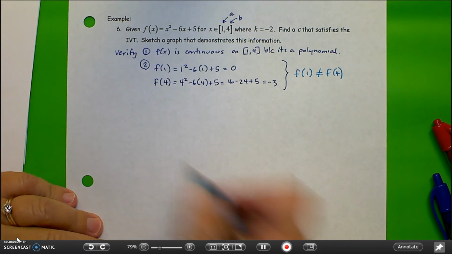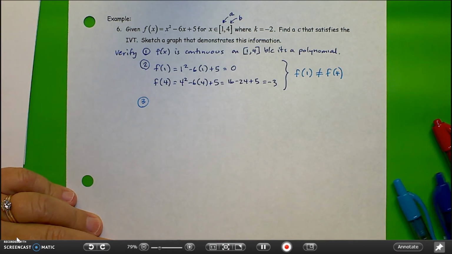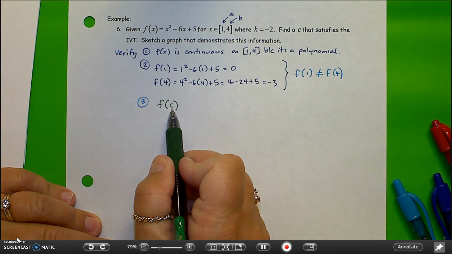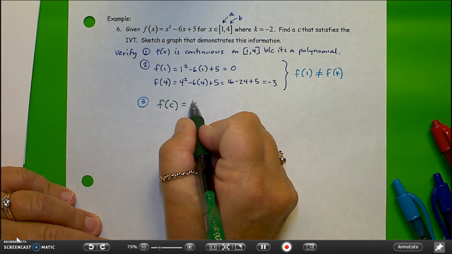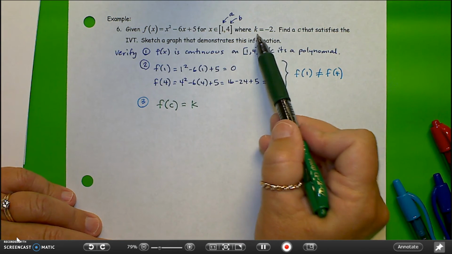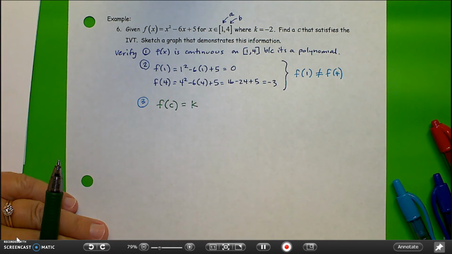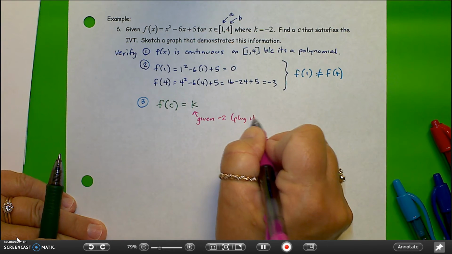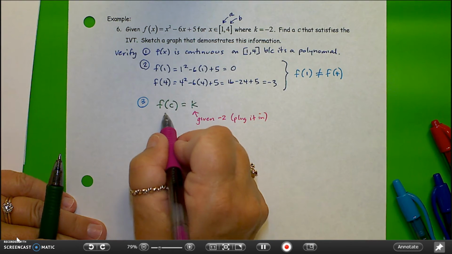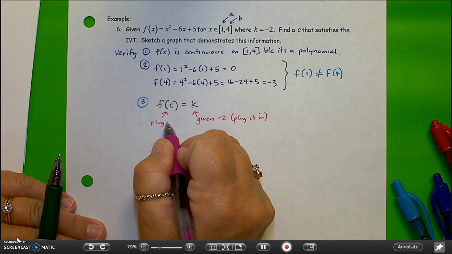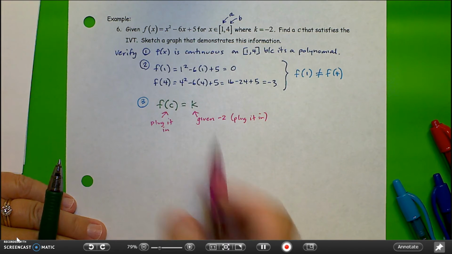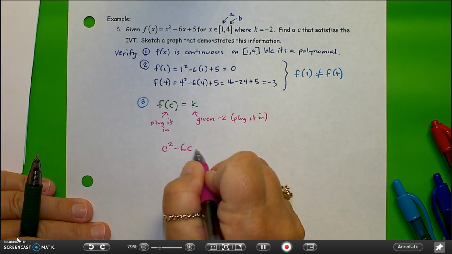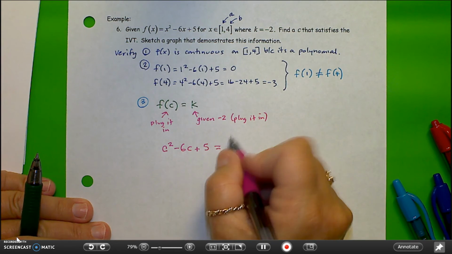The theorem tells us then, the third part, since those other things are true, I have some x value c that I can plug into the function, and I will get the value k. In this case, they gave us the value of k as -2, and we have to find out what the value c is. We're going to plug it in. We're working with c, so we plug that into the original equation. f of c is c squared minus 6 times c plus 5, and that has to equal k, which is -2.